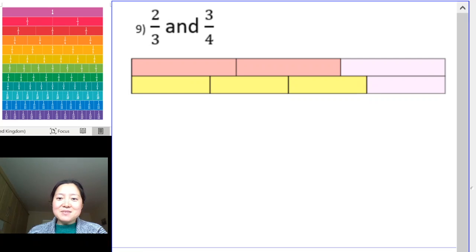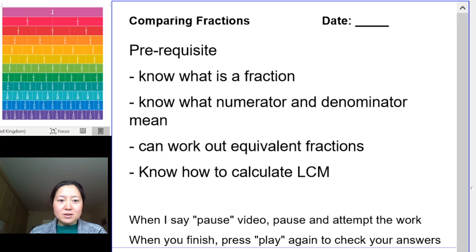Hello. Today we'll learn the skills of comparing fractions. In order to do today's work, you would need to know these things. Know what is a fraction, know what numerator and denominators mean, and can work out equivalent fractions, and know how to calculate LCM, the lowest common multiple.